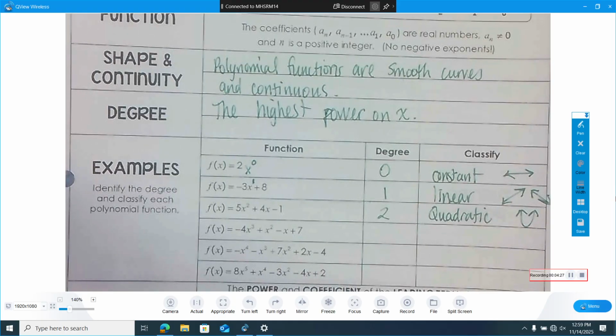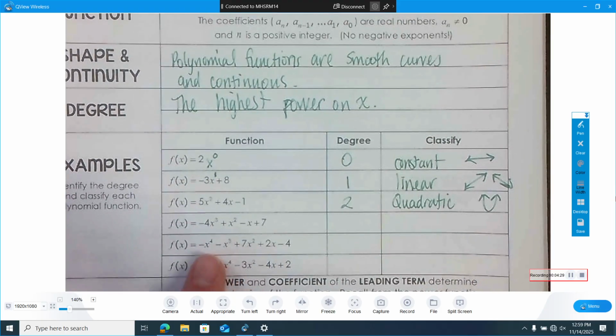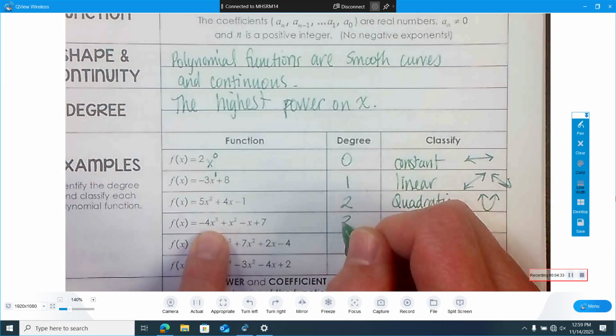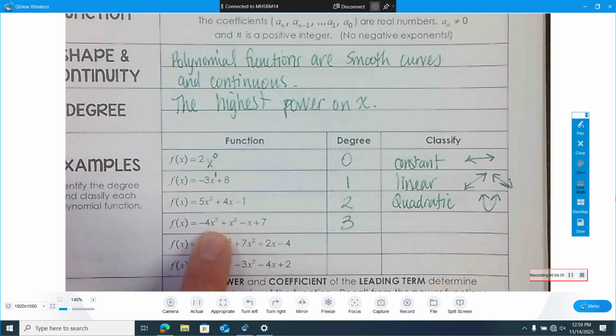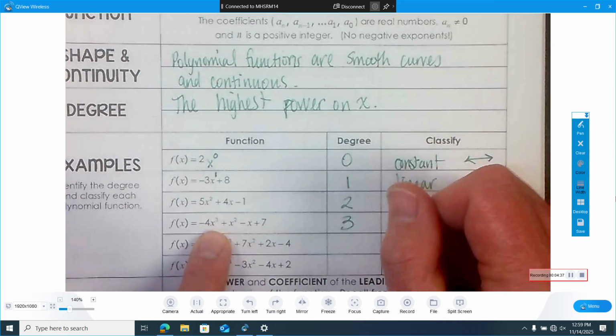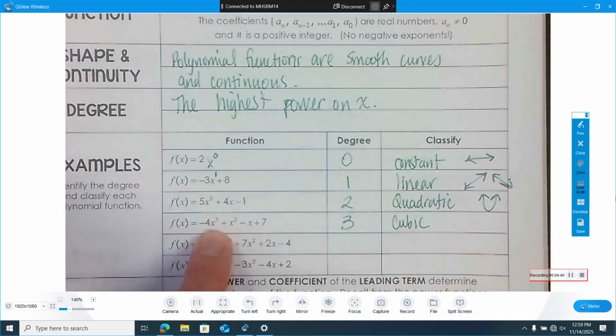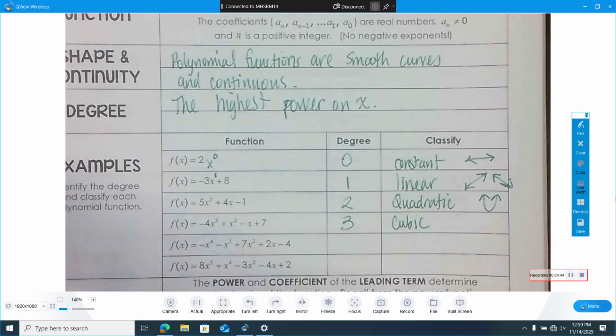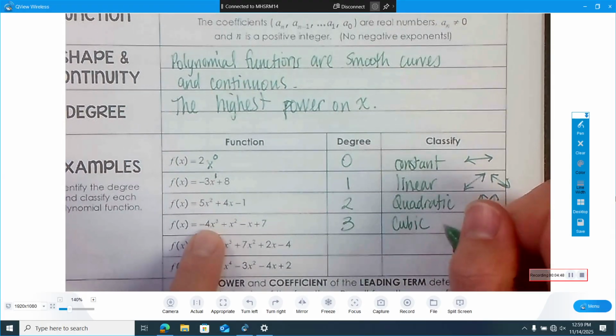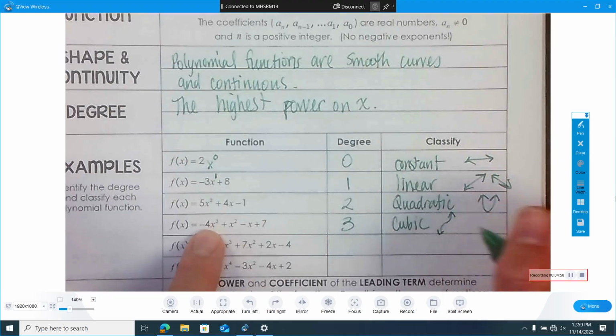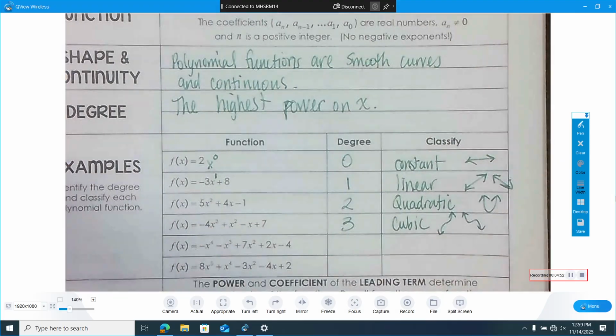All right, and then here we have a degree of 3, the highest power is 3. And what do we call this? Cubic. And what do they look like? Yeah, it's the tall ones. So cubics go uphill like that, or they go downhill like this, depending, all right?